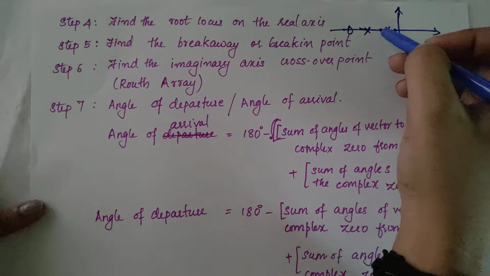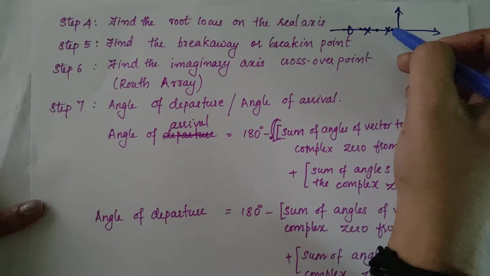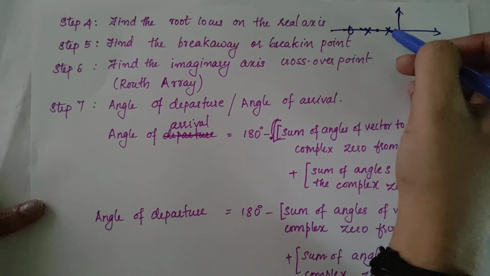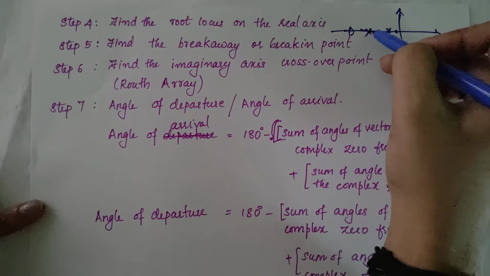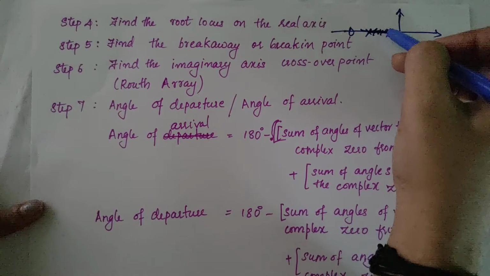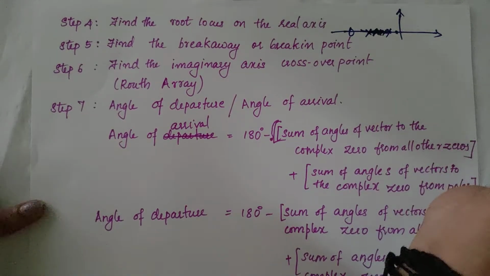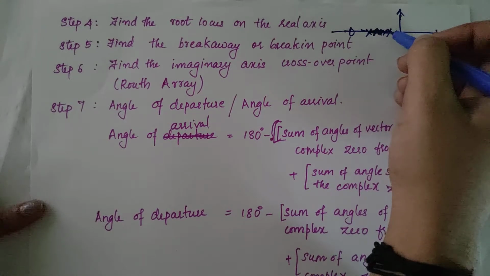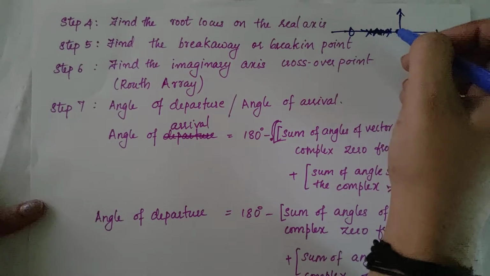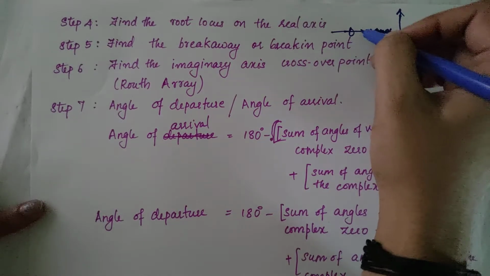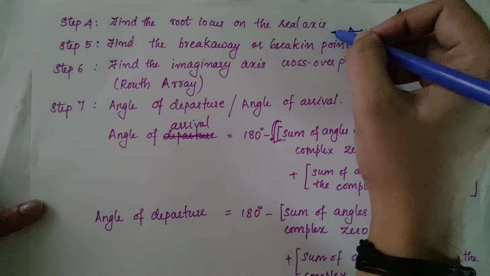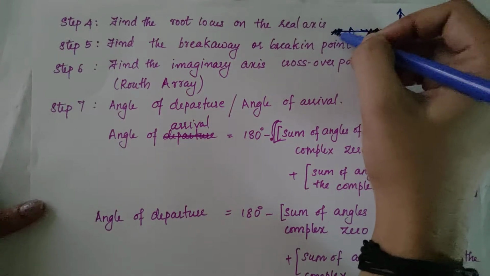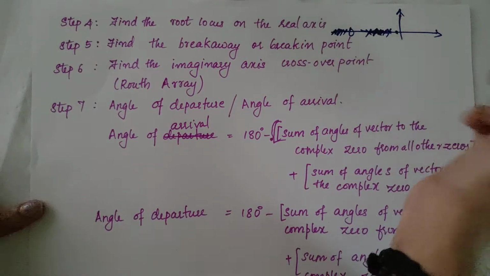Now if I take a point here, then the number of poles or zeros to the right of this point is 1. So the root locus lies in this part. Okay, the root locus can lie here. If I take this 0, then there is an even number of poles and zeros, so the root locus doesn't lie here. And if I take a point here, then there is an odd number of poles and zeros, hence the root locus can lie here.